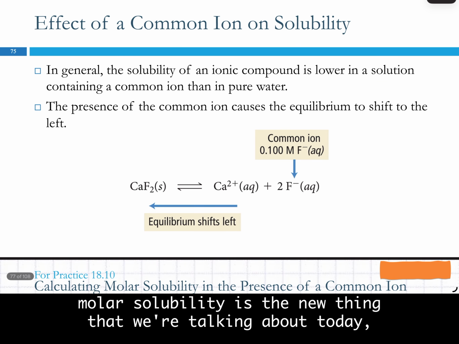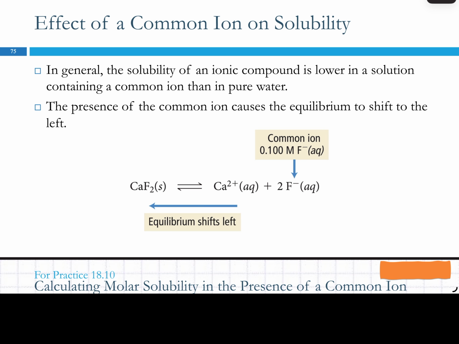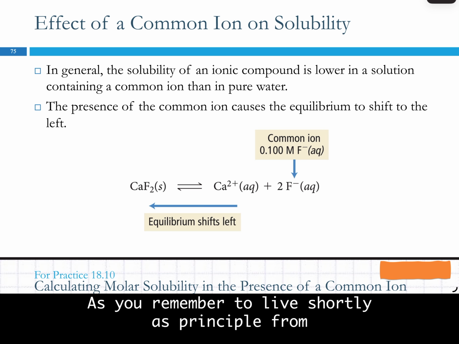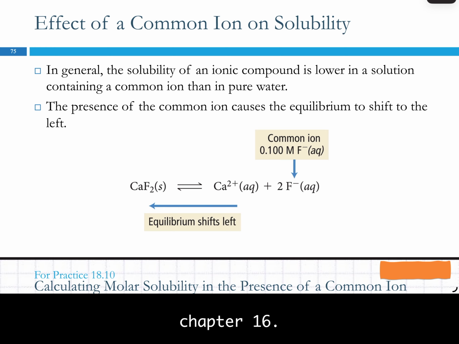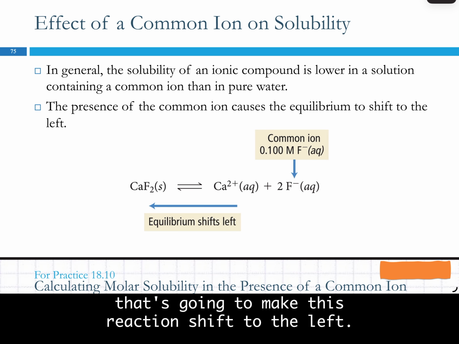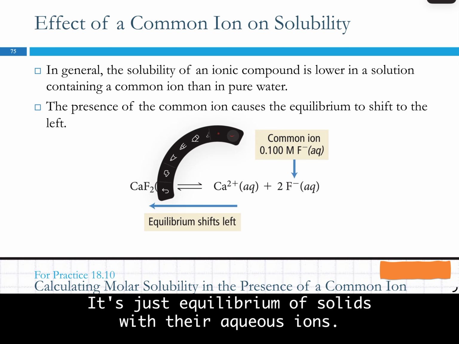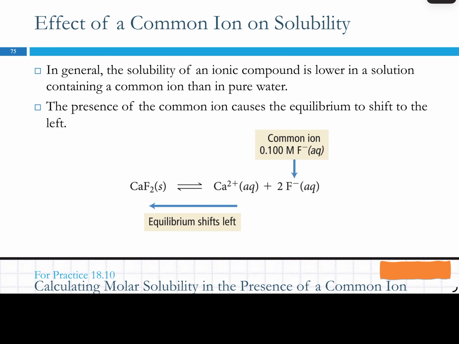The new thing that we're talking about today, at least first, is the effect of a common ion on solubility. Because you remember Le Chatelier's principle from chapter 16? That was a while ago. If I add something to the right side of this equilibrium, that's going to make this reaction shift to the left. And it's the same thing here because we're still talking about equilibrium. It's just equilibriums of solids with their aqueous ions.